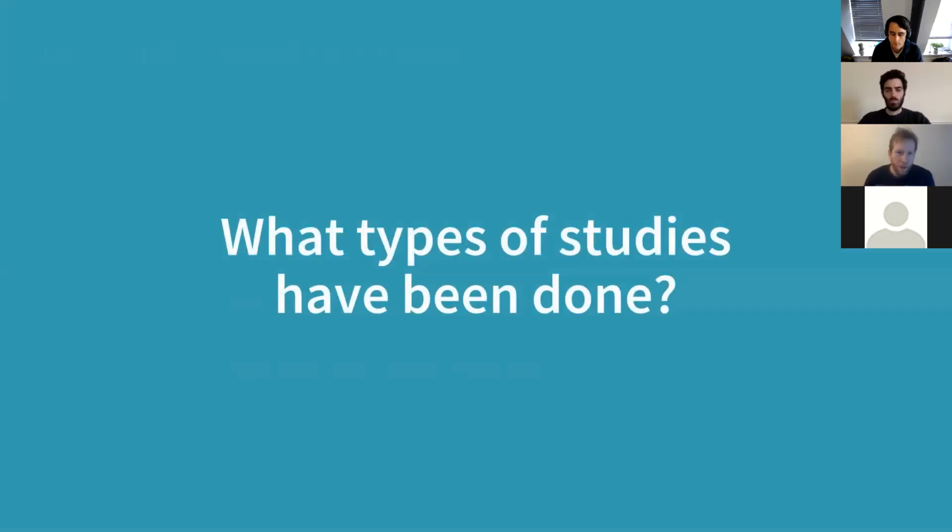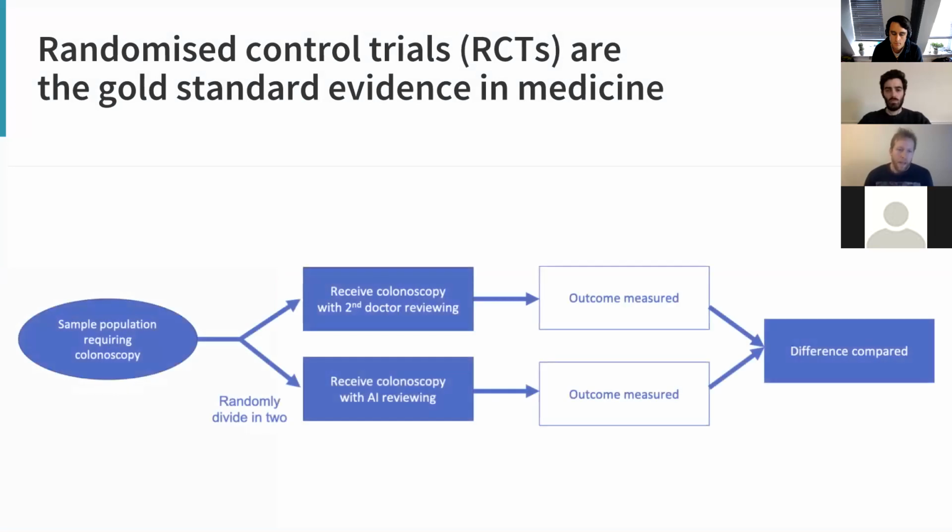So in terms of the first question, what types of studies have been done? To give a little bit of context for those not familiar, the gold standard level of evidence in medicine is the randomized controlled trial. And basically what this involves is you take a population, you divide it into 2, you do 2 different interventions, and then you measure the outcomes and compare those outcomes.